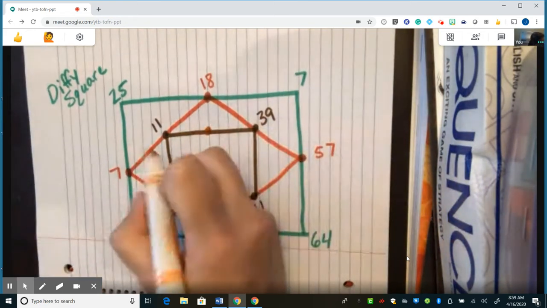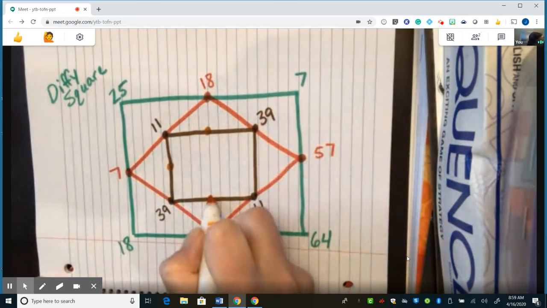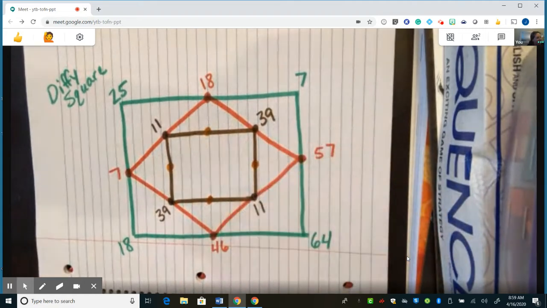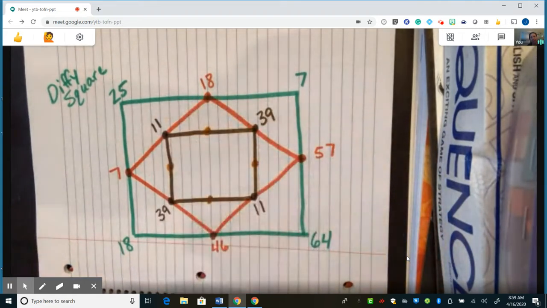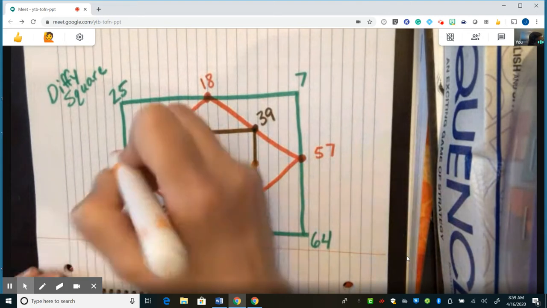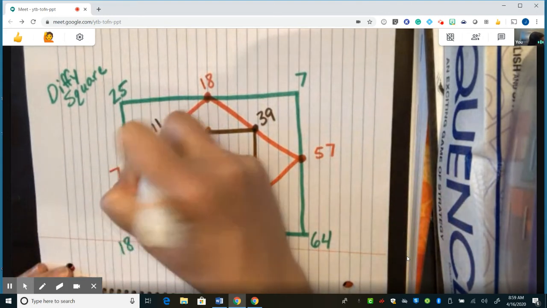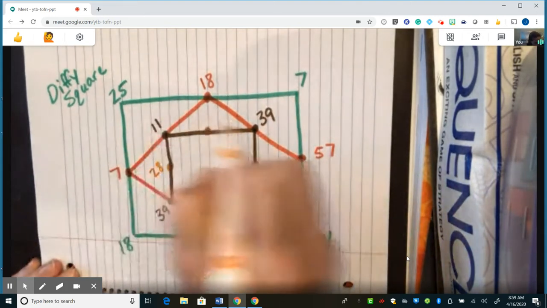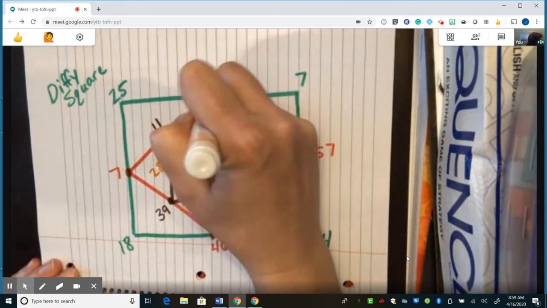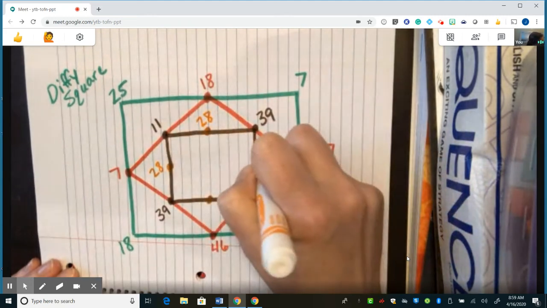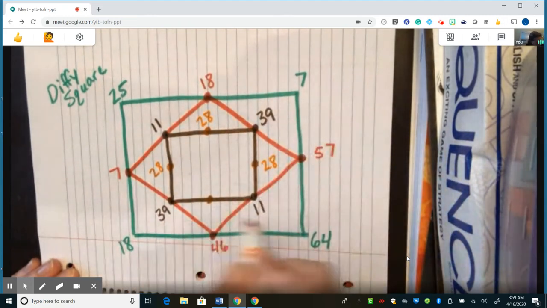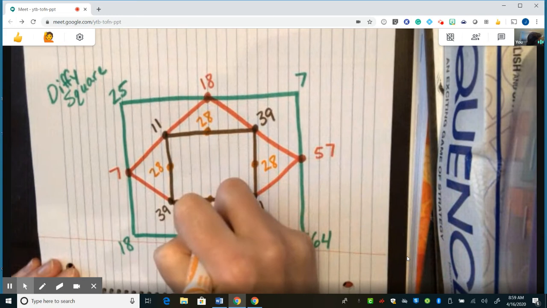So I'm going to draw my points in the middle of my lines. I'm going to be finding the difference between the two numbers. I have a 39 and an 11, and that difference would be 28. The same is true for each of the other sides: 39 and 11, the difference is 28 every time.